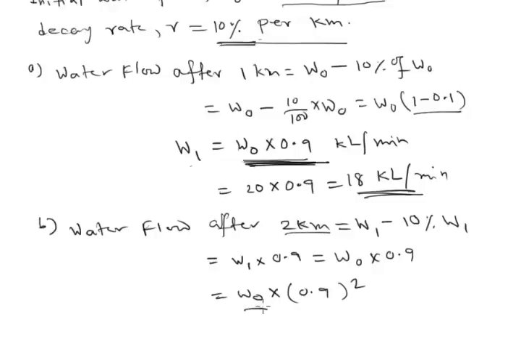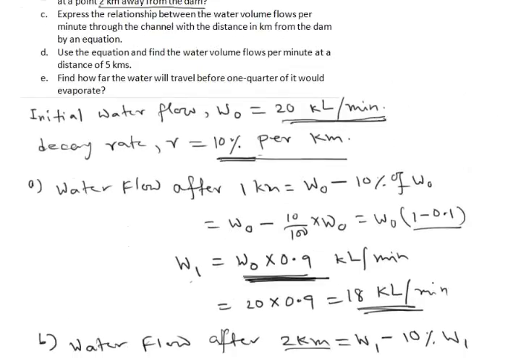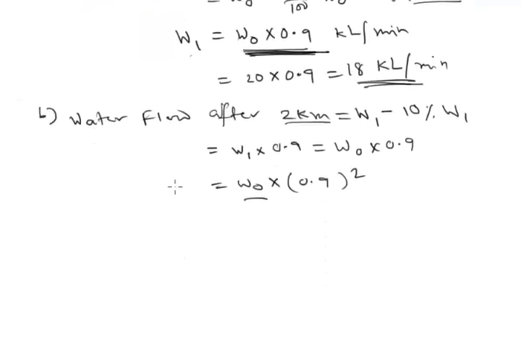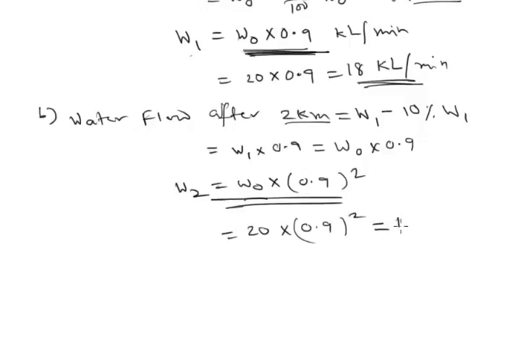Now we know W naught, the initial flow rate, is 20 kiloliter per minute. So if we use that value, we can write W2 as 20 times 0.9 square. If we calculate it, we will get 16.2 kiloliter per minute. Question C.